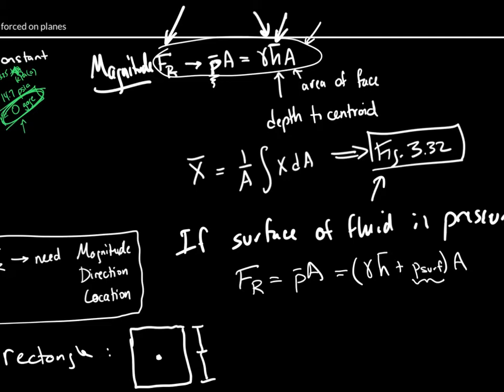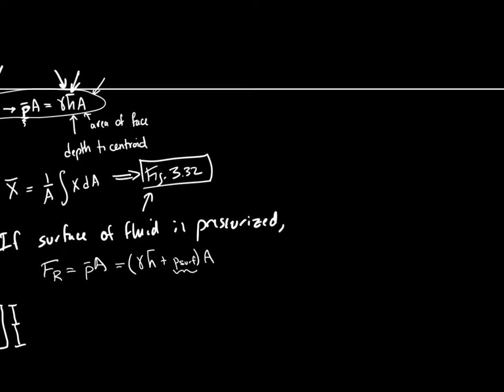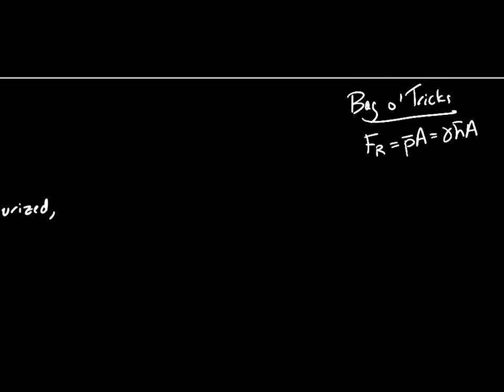So, all right, let's put this in our bag of tricks. Maybe I'm going to put a bag of tricks over here. We'll call it the bag o' tricks. And the first one is that FR equals P bar A equals gamma H bar A. So that's the first thing, and that's for the resultant force, so the magnitude. And I'll explain in a little bit why I keep that one, because sometimes you don't have to go this far, and I'll show where in a second. So that's the first thing that we need.